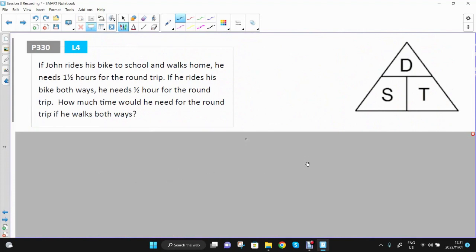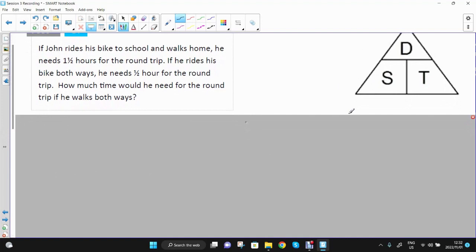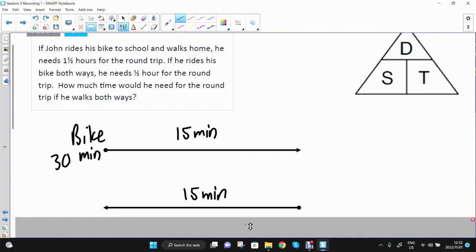If John rides his bike to school and walks home, he needs 1.5 hours for the round trip. If he rides his bike both ways, he needs half an hour for the round trip. How much time would he need for the round trip if he walks both ways? Now, again, there's quite a lot of ways to solve this. You can use the magic triangle and go and find speeds and distance and times and set up equations, but there's a very quick way to do this, and that's just using logic.